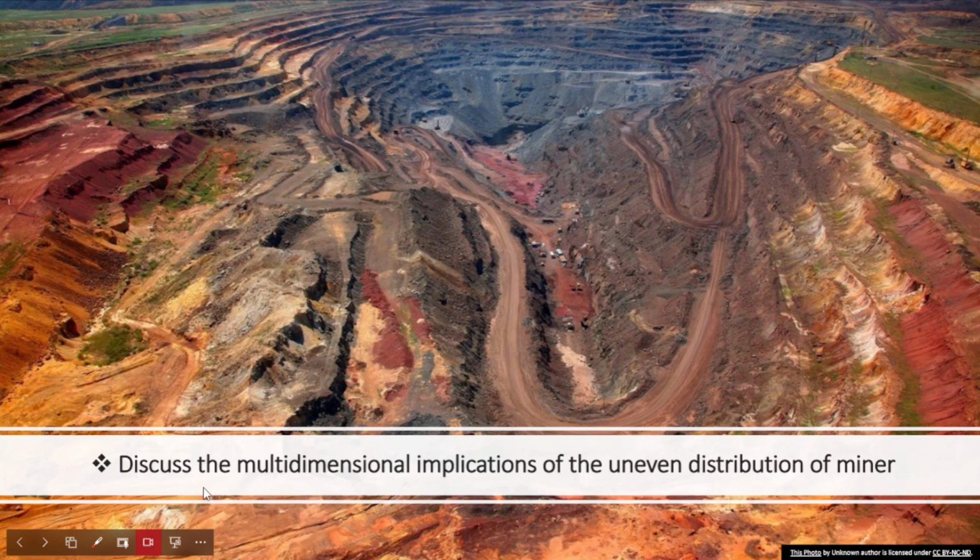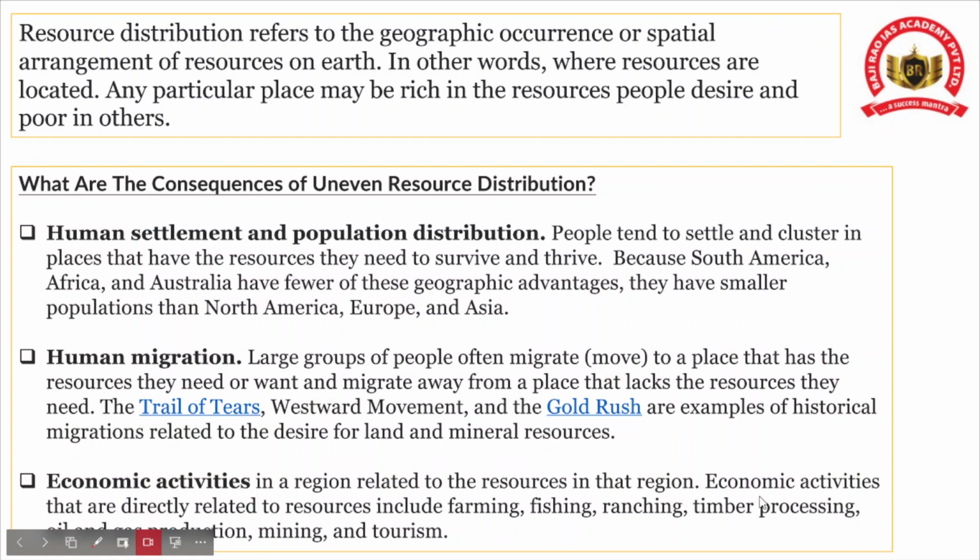So in this context, we need to write the multi-dimensional implications of uneven distribution of these mineral resources across the world. Firstly, you need to define what exactly resource distribution means. Resource distribution refers to the geographic occurrence or spatial arrangement of resources on Earth. So how resources are distributed across the earth and what is their spatial arrangement. The study of that is called resource distribution.